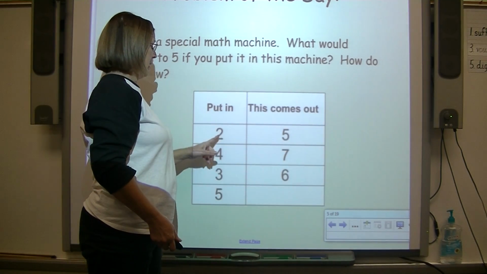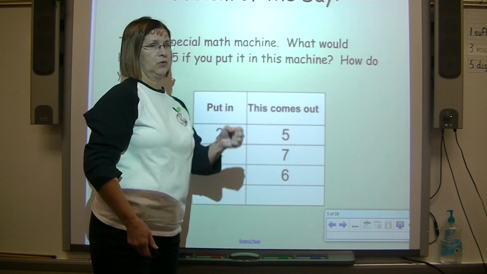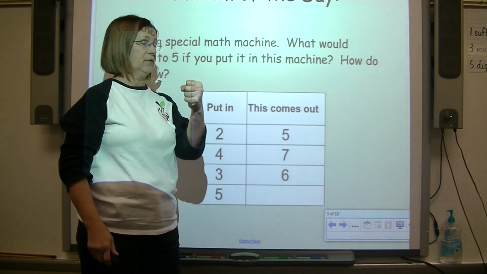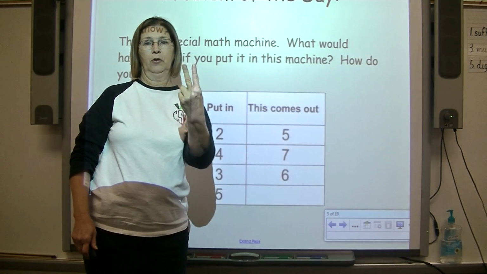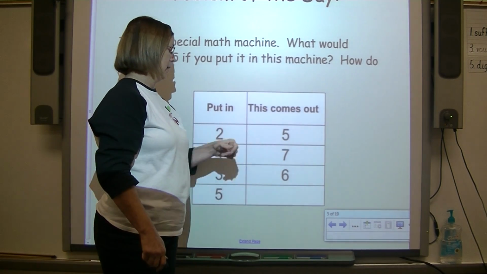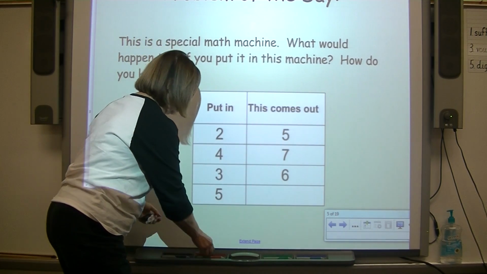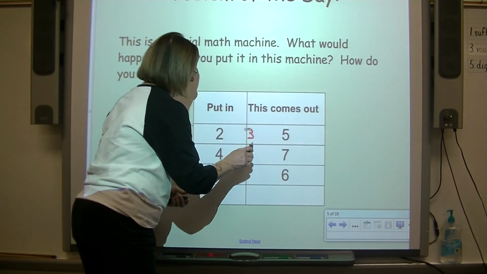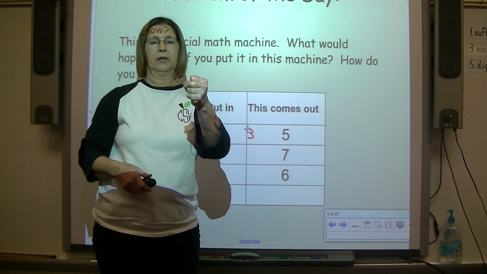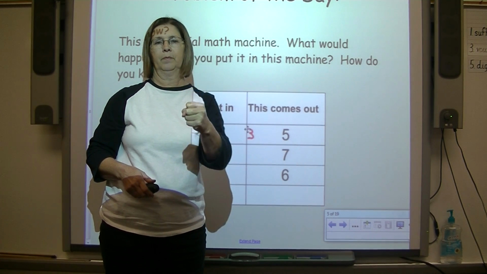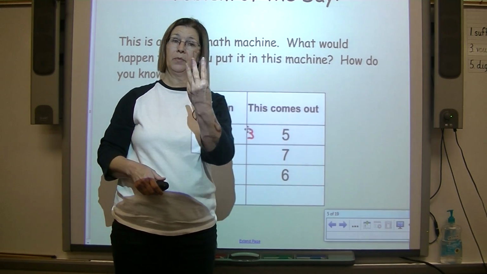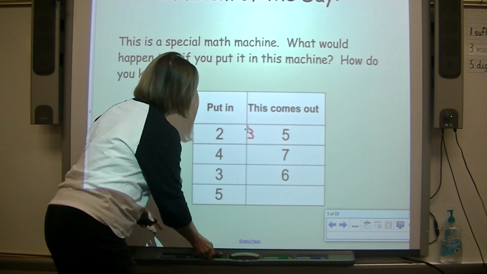Let's see how much we had to go up from 2 to get to 5. So put 2 in your hand and shake it and say, 2. Now count up and stop when you get to 5. 3, 4, 5. How many did you have to count up? You had to count up 3. All right, so I'm going to put a little 3 right here. Alright, let's start with 4 and count up to 7. Put 4 in your hand and shake it and say 4. Count up to 7. 4, 5, 6, 7. How many did we have to count up? We had to count up 3.